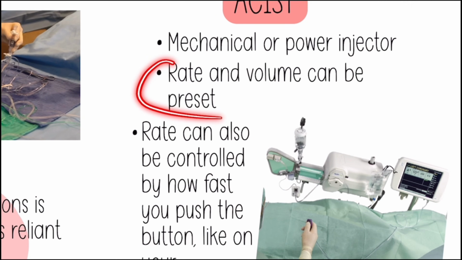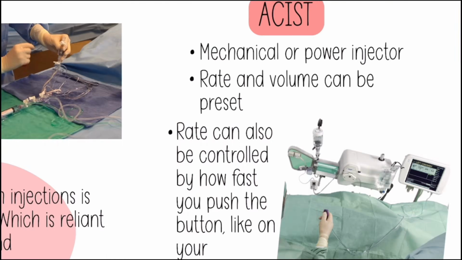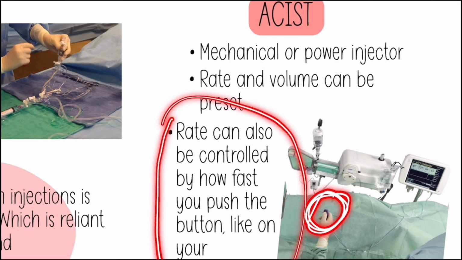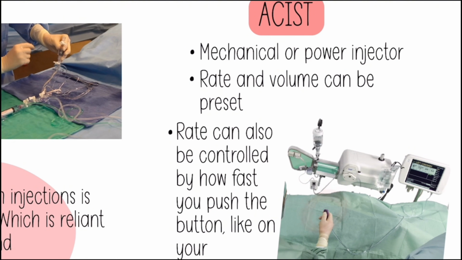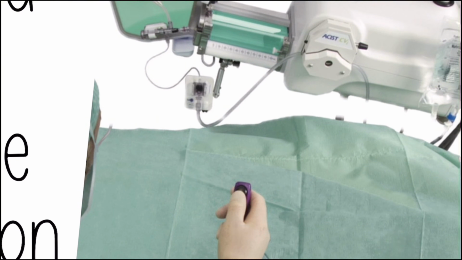The rate and volume can be preset. So I can say when we do a left coronary case, I want this much volume at this much speed. I want it to take 0.5 seconds to inject. You can preset those types of things. The rate can also be controlled by how fast you push this button, like the accelerator pedal of a car. The harder and faster you push it, the harder and faster it will inject.